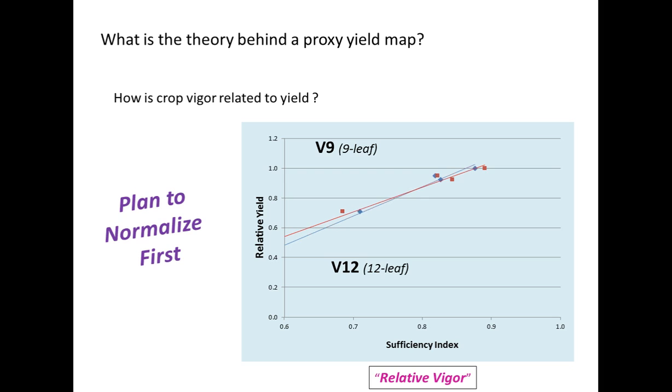This is why we feel comfortable talking about relative values. We can go from one field to the next, one hybrid to the next, and they're going to respond quite similarly.